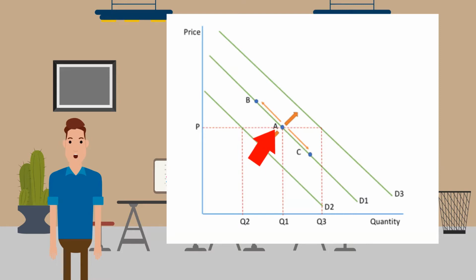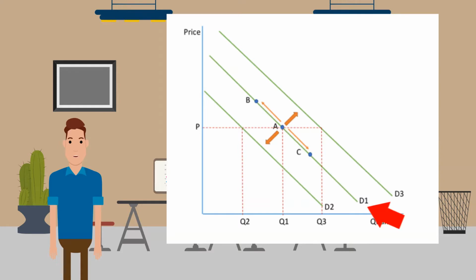2. A movement from A to B is a contraction in demand. The quantity demanded falls because of an increase in price. A movement from A to C is an extension in demand, the quantity demanded rises due to a decrease in price. Movements along the curve are not called increases or decreases, this only occurs when the curve shifts.